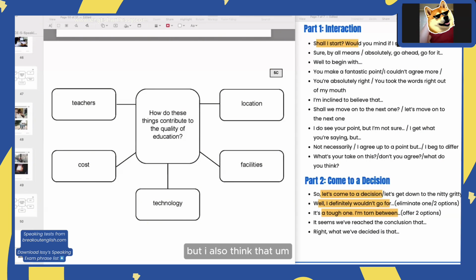But I also think that the facilities in the building are very important, because if you have things like digital whiteboards that could make an interactive class easier to give. What do you think of that? About that?